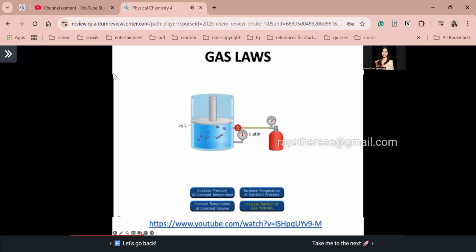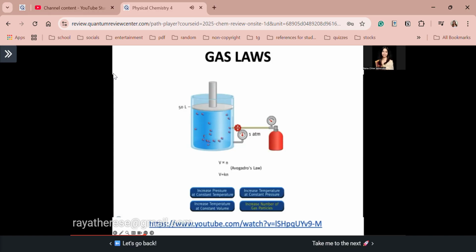Gas particles are entering the container. As the number of particles, or equivalently the moles of gas, increases, the volume that the gas occupies increases. In other words, volume is directly proportional to the number of moles of gas. We can write volume equals K times n, where n is the number of moles of gas and K is a proportionality constant. This relation is known as Avogadro's law, which states that at constant pressure and temperature, the volume of the gas is directly proportional to the number of moles of the gas.